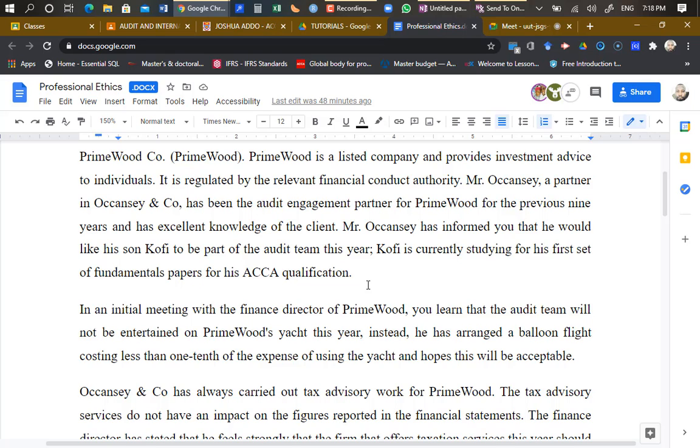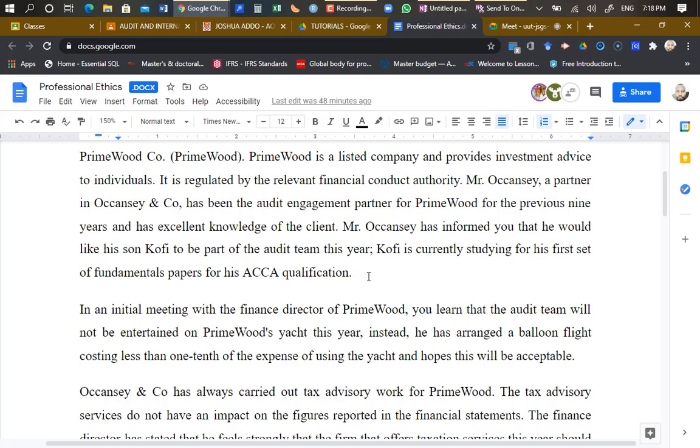Okay, so Mr. Okansi is the leader of the engagement team, or the audit team going to Primewood. And the team that is going there, it will be a team, so he is the leader, maybe plus one audit manager, some audit seniors, and his son, who is writing his ACCA papers, he wants him to join as an audit junior. Okay, let's read that part. Mr. Gandhi has informed you that he would like his son Kofi to be part of the audit team this year. Kofi is currently studying his first set of fundamental papers, ACC.